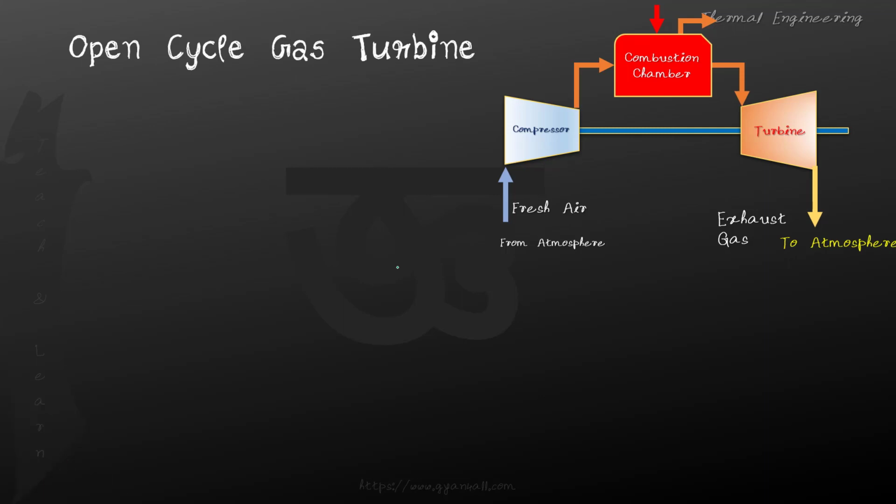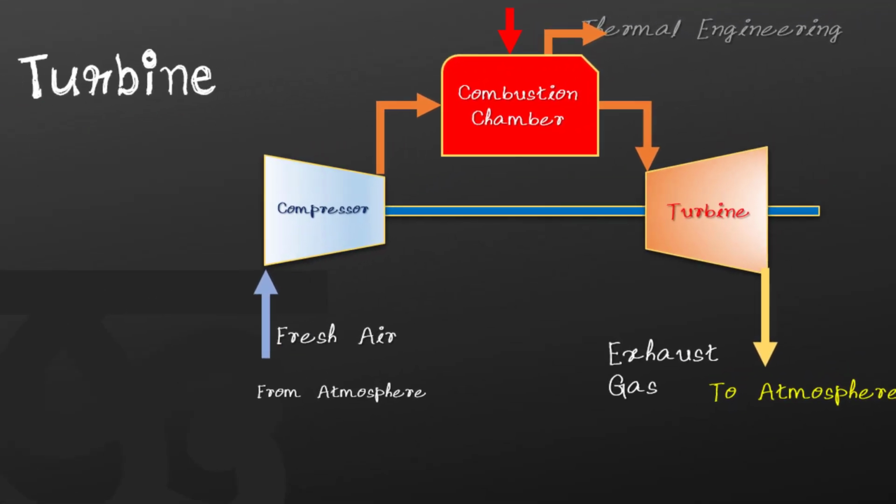Okay. So, in the last class, we discussed the closed cycle gas turbine, in which the same mass of fluid, that is air, circulates again and again after completing all the four processes. And today, we'll discuss the open cycle gas turbine, in which the fluid entering into the system is adjusted to some other system, which is called the surrounding.